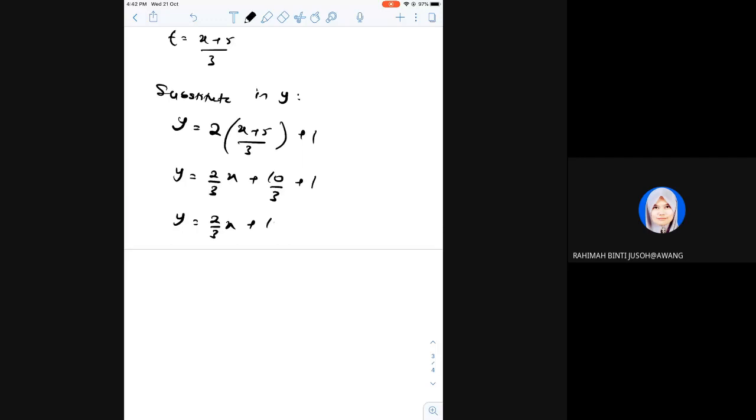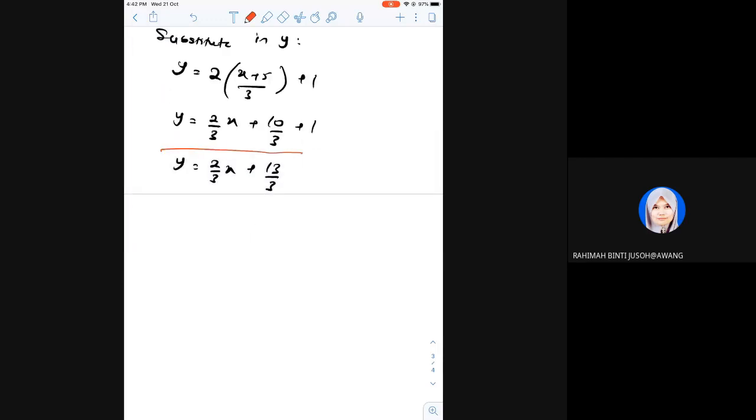Okay, now we want to sketch this line. Okay guys, ini nama dia. This is actually the rectangular equation. So let's say dalam quiz ataupun test nanti, soalan tu tanya, find the rectangular equation by using eliminating t. So maksudnya you kena cari equation yang melibatkan variable x dan y. So this is the rectangular equation for this case.